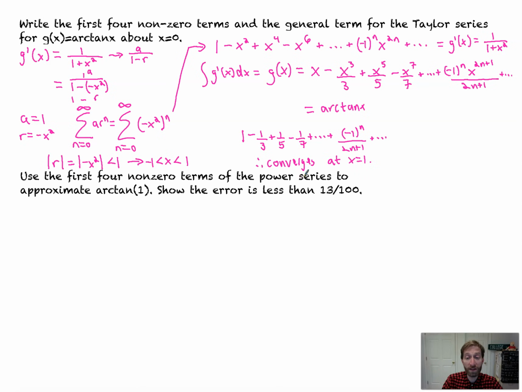Use the first 4 non-zero terms of the power series to approximate arctan of 1. Show the error is less than 13/100ths. Okay, so the arctan of 1 is therefore approximately the first 4 non-zero terms. So that's this, 1 minus 1/3 plus 1/5 minus 1/7, right? That's when we plugged in x equal to 1. That's plugging in 1 here. The next term is going to be 1/9. So that's the first 4 non-zero terms.